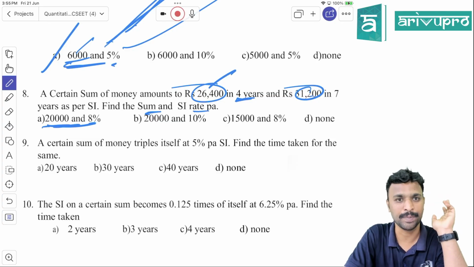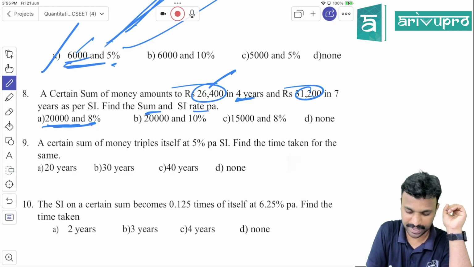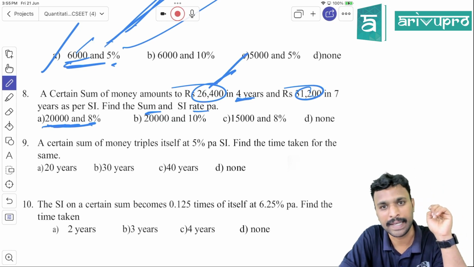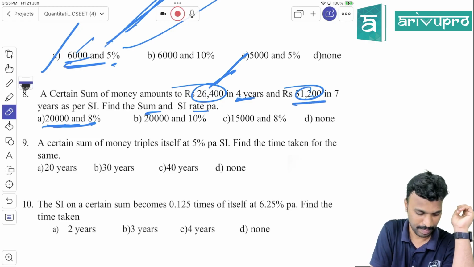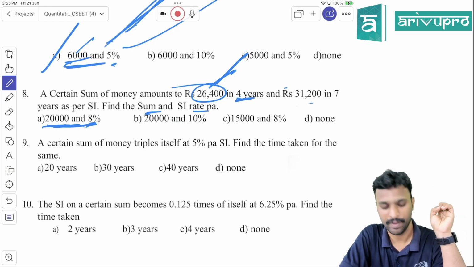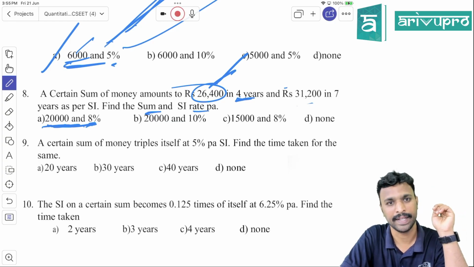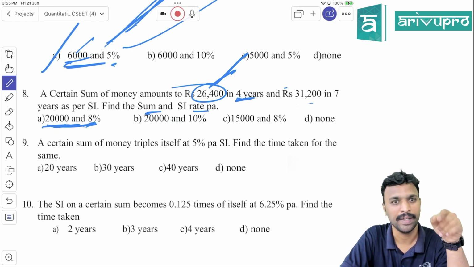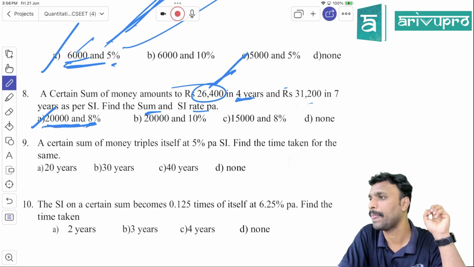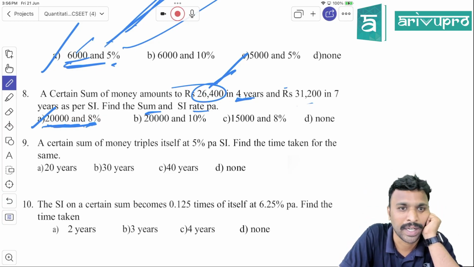Now, if you take 20,000 as principal, 8% into 4 is 32%. 32% on 20,000 is 6,400. So does it satisfy? Yes. So again this, how much percent is it? 56%. 50% on 20,000 is 10,000. 6% on 20,000: 1% is 200, so 6% is 1,200. So how much? 31,200. So option A is correct. Clear?